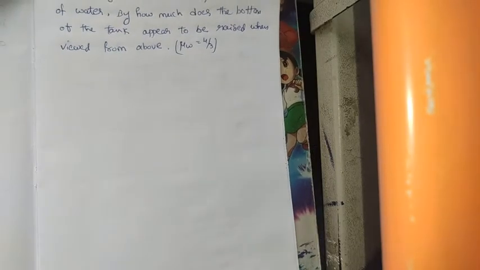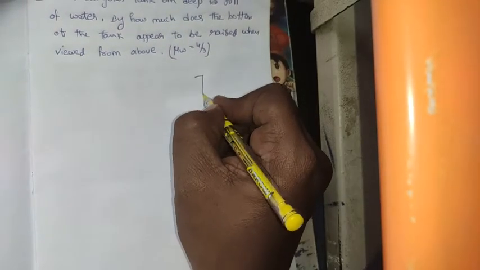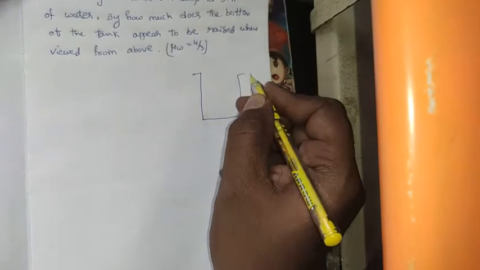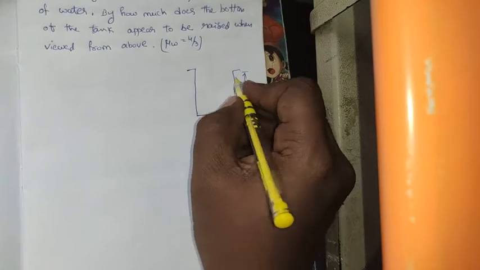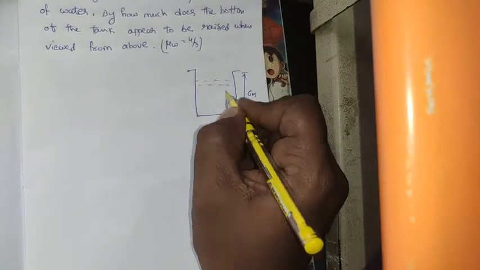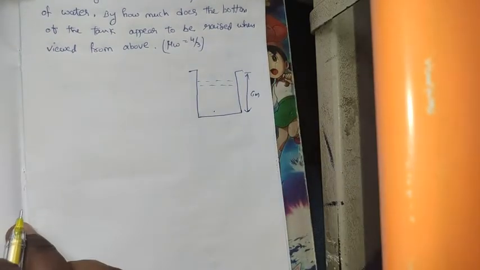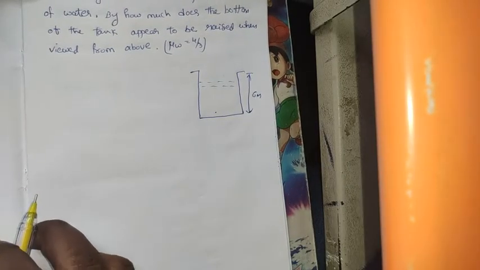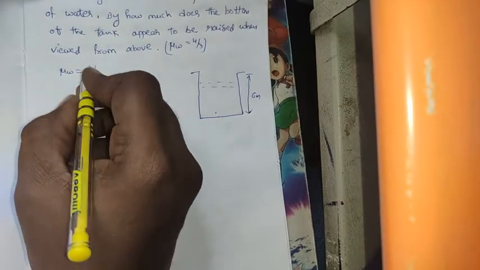Next, let me go for a rectangular tank, 6 meters deep, and it is full of water. By how much does the bottom of the tank appear to be raised when viewed from above? If you observe, a swimming pool is the same. When you see it from outside, it appears to rise up due to the refractive index. Here also it appears raised, but how much?